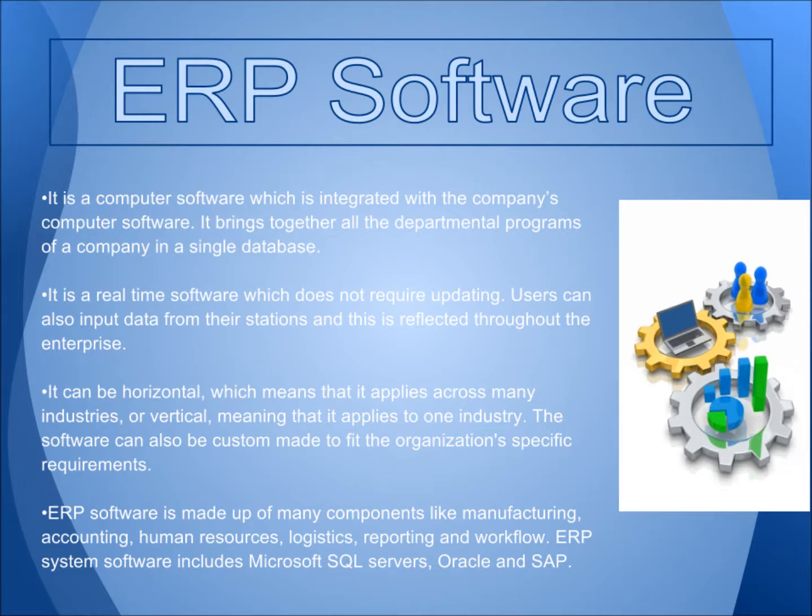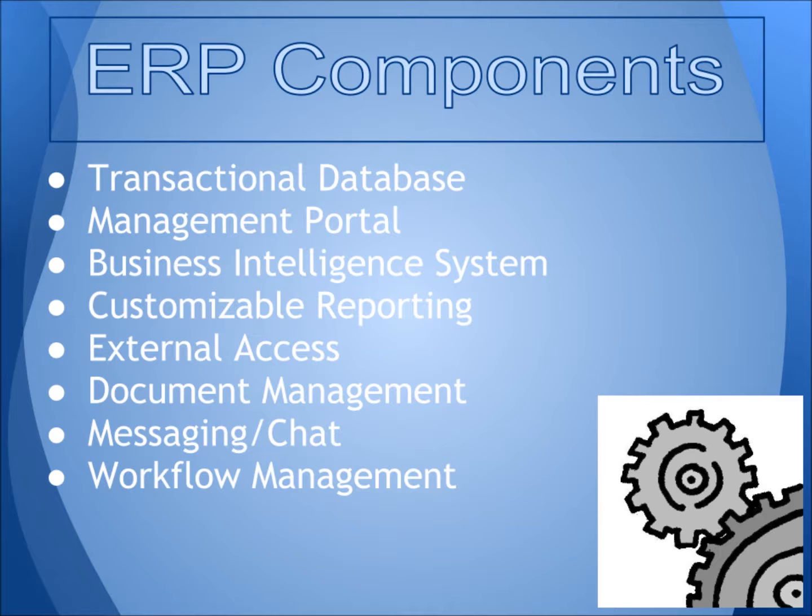ERP is computer software that is integrated with the company's computer software. It brings together all departmental programs of the company in a single database. Users can also input data from their stations, and this is reflected throughout the enterprise. It can be horizontal, which means that it applies across many industries, or vertical, meaning that it applies to one industry. The software can also be custom made to fit the organization's specific requirements and can be made up of several components. Components of ERP include transactional database, management portal, business intelligence system, customizable reporting, external access, document management, messaging and chat, and workflow management.